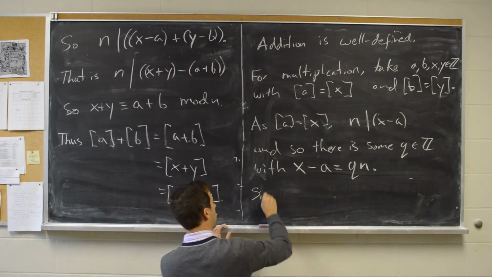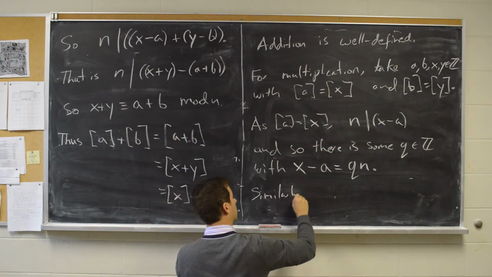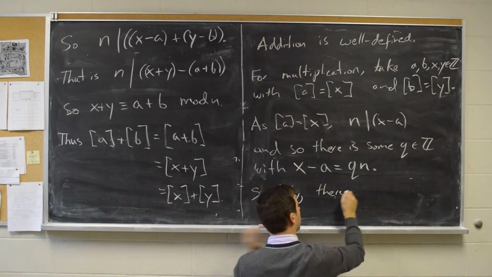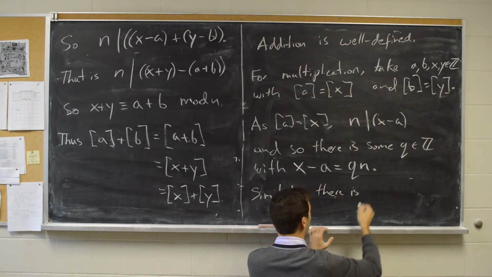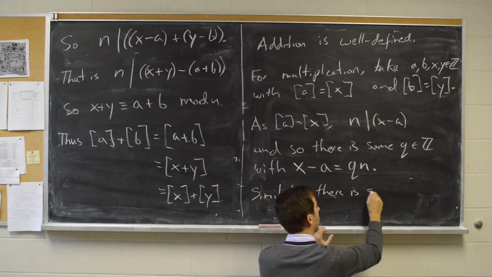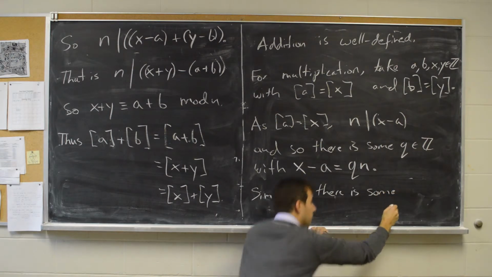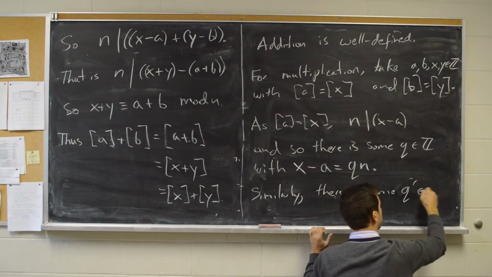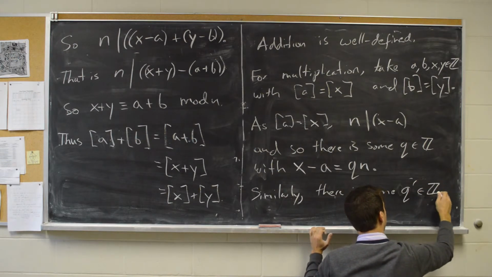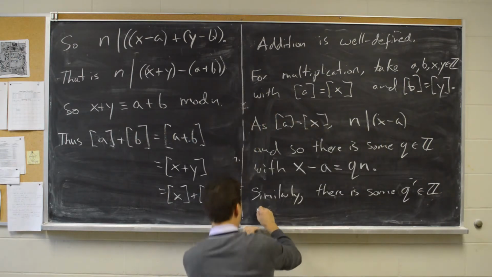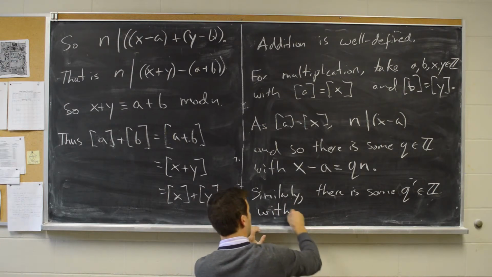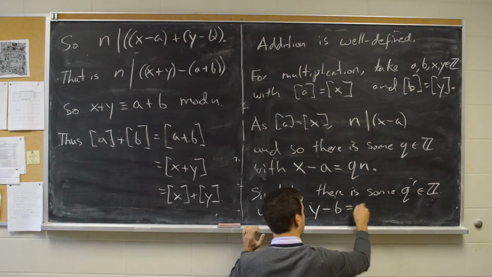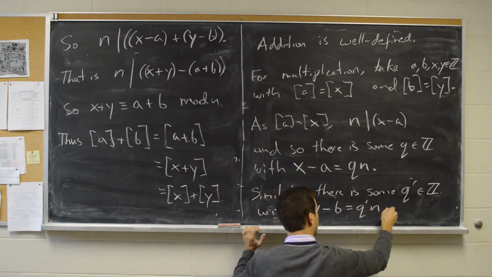So now I'm just down to some kind of formula in terms of integers. Similarly, because b is related to y, we can do the same kind of process. There is some integer, I'm going to call it q prime now, and this is going to be an integer with y minus b is q prime times n.